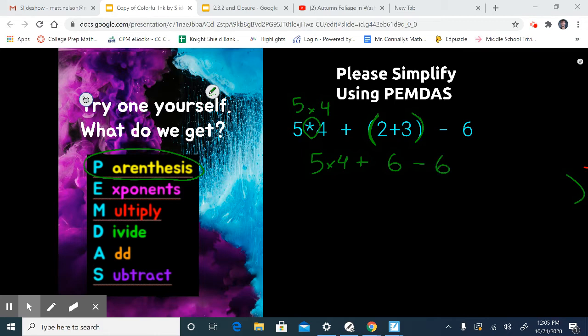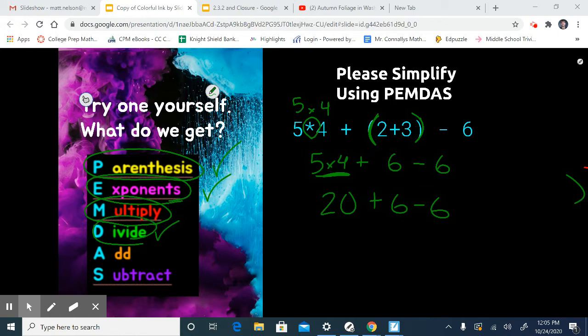All right, now I'm looking for my exponents here. Do I see any exponents? I do not. So first two are check. Now we're looking for multiplication. Ooh, I do have some multiplication here. 5 times 4. That's going to give me 20 plus 6 minus 6. And now I'm looking for division. I don't have that at all.